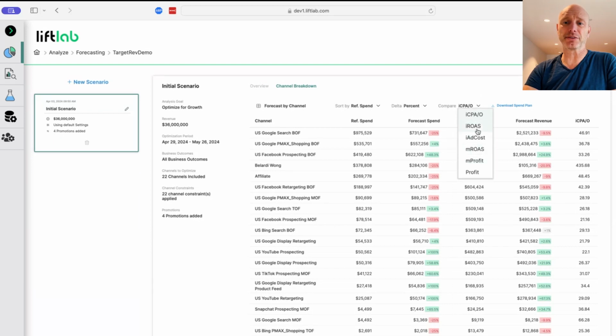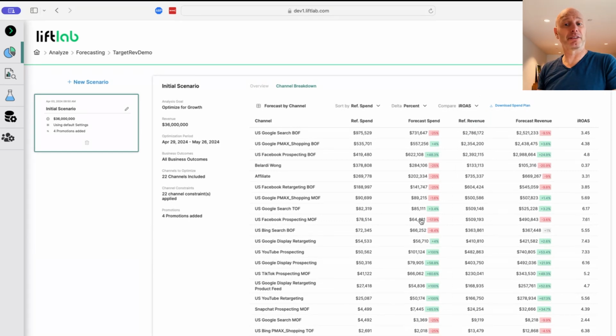We're going to identify the channels that are saturated and remove spend from them, and go reward the channels where we're leaving money on the table, and we're going to add spend. So here's a channel in bottom of funnel prospecting where we move from 419 to 622. That's a 48% increase. And here's how much more revenue that's driving and what our new incremental return on ad spend is going to be.